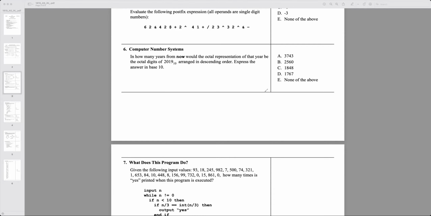So we're trying to find the first order of business. It says the octal representation of 2019 has to be arranged in descending order, right? To find that, we need to find 2019 in octal. Technically, during the test, you're not allowed to use a calculator, but since we don't have much time, I'm just going to punch it in for the sake of speed.